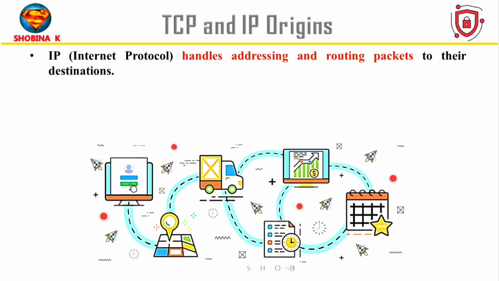Now let's break down the two main parts of TCP/IP. IP, Internet Protocol. It finds the best path for data to travel. It handles addressing and routing. Addressing is like a home address for devices. Routing means choosing the best path to reach the destination. IP is like a delivery route planner.